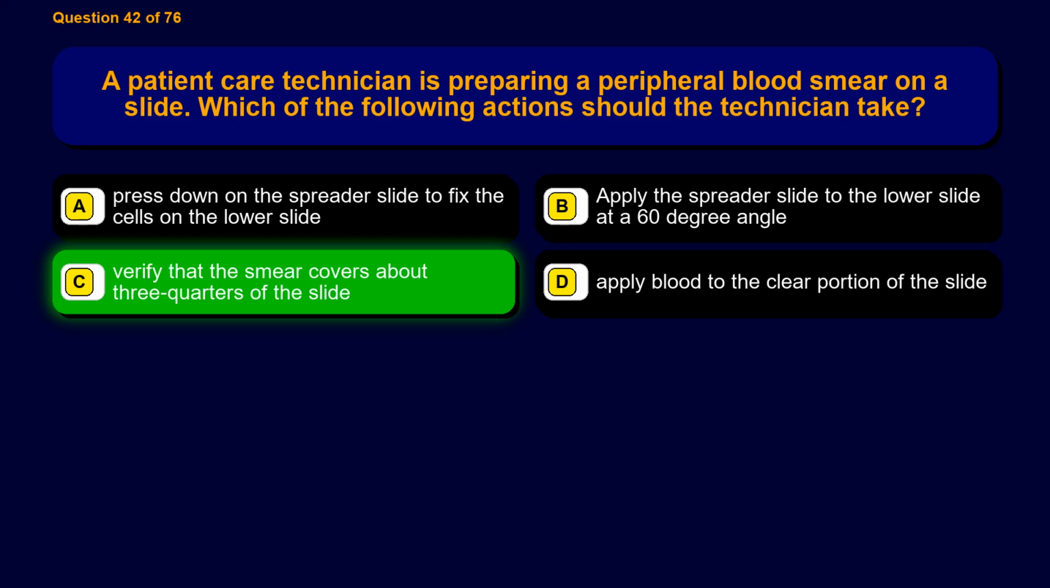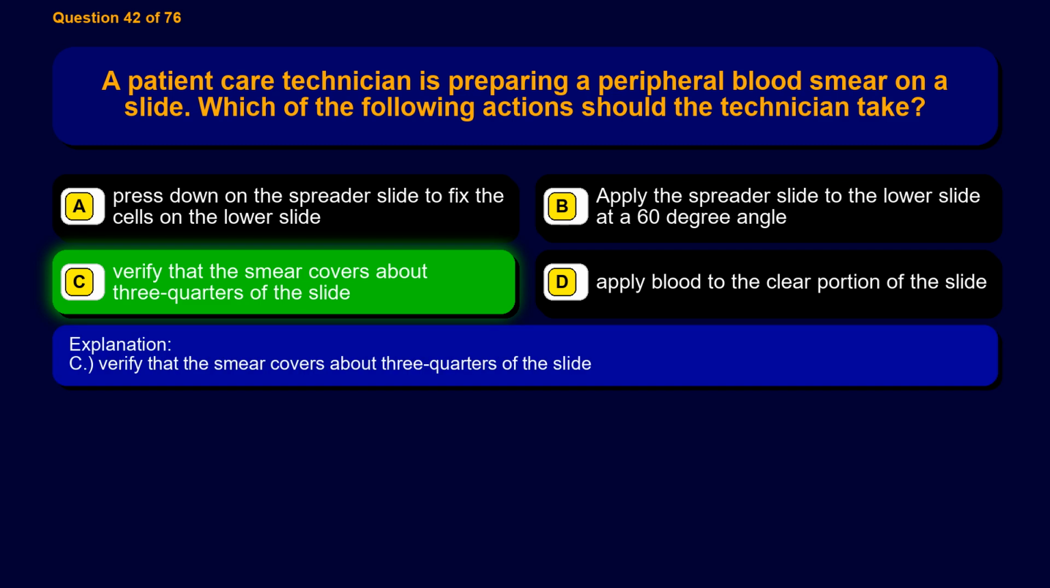The correct answer is option C. Verify that the smear covers about 3/4 of the slide. C. Verify that the smear covers about 3/4 of the slide.